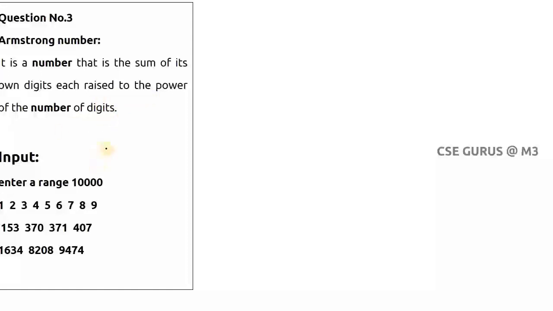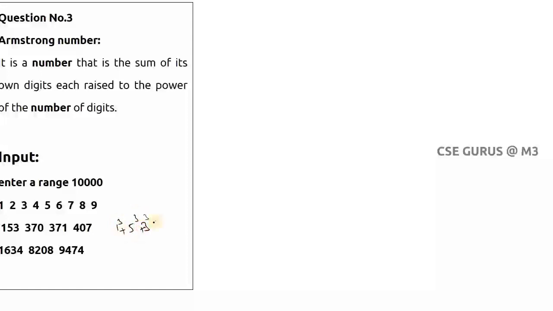Let me clarify this. Let us suppose I take the example 153. Now I call 153 an Armstrong number. Why? Because in 153, first I have to take the digits, that is 1, 5 and 3. You need to make the sum of their powers raised to the number of digits. How many digits are there in total? 3 digits. So I need to make 1 cube, 5 cube, 3 cube.